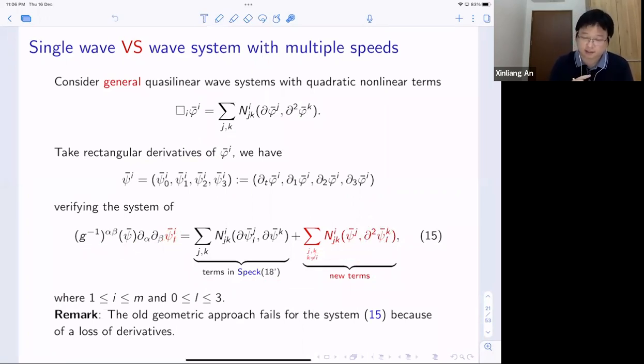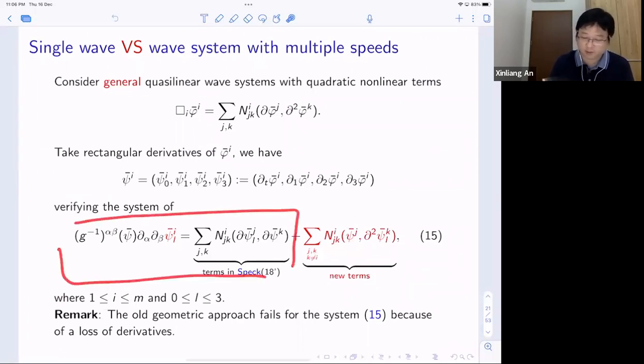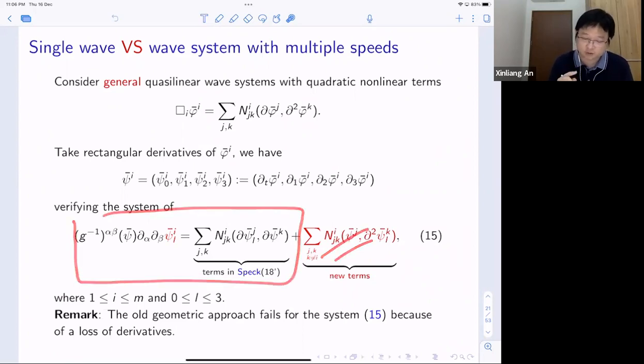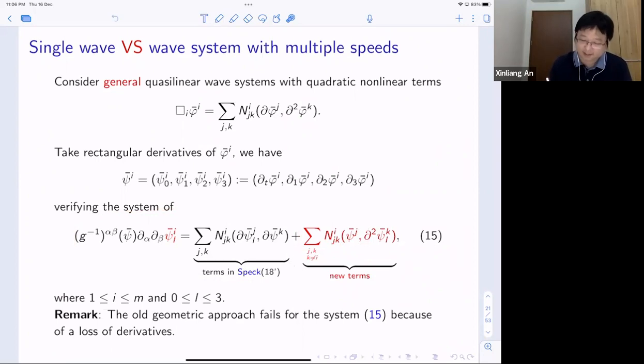The cases Speck can deal with using the geometric method are systems where we do not have this term. If we do not have the top order coupling, using the geometric approach, yes, Speck can still show that a shock forms. But because of this kind of new terms, the old geometric approach actually fails, because we will have the loss of derivative issues here.